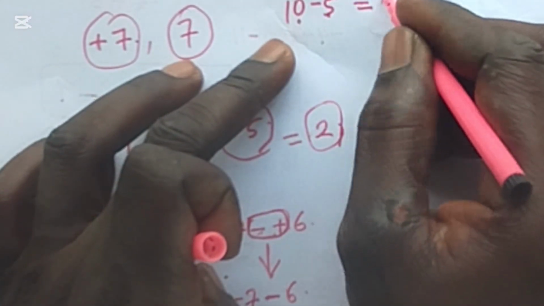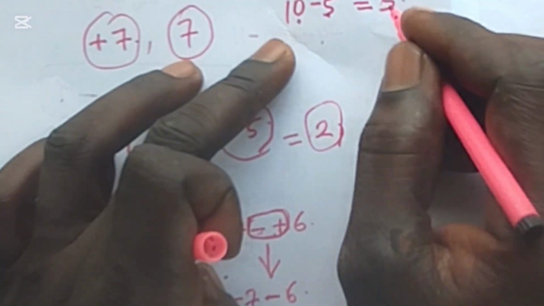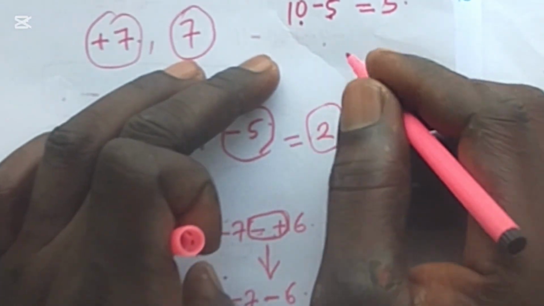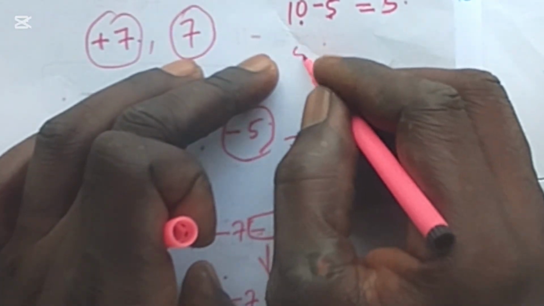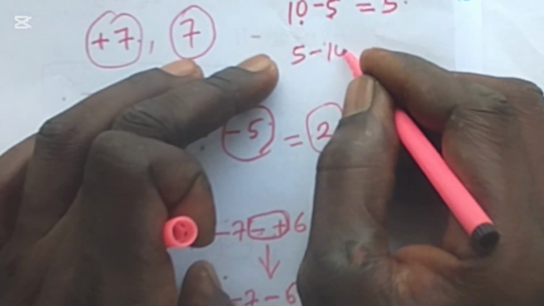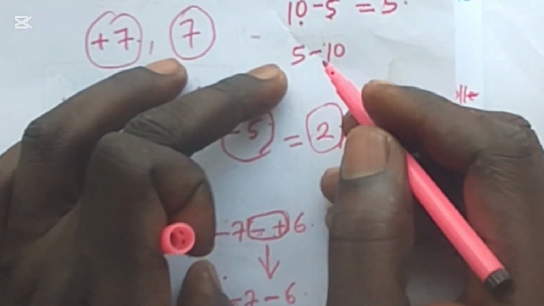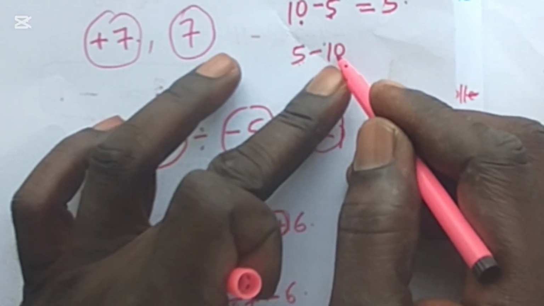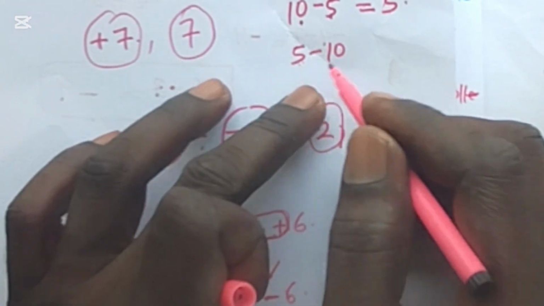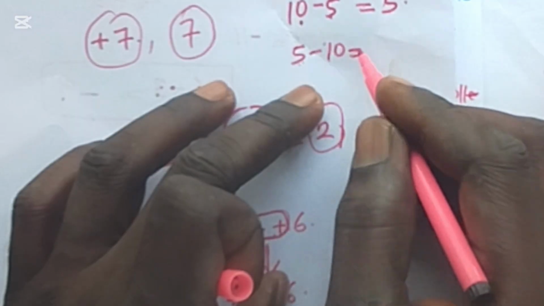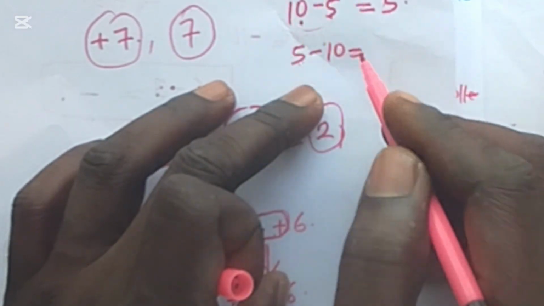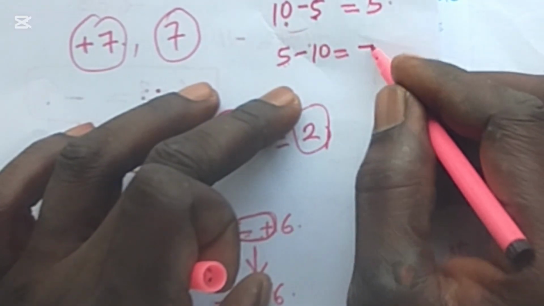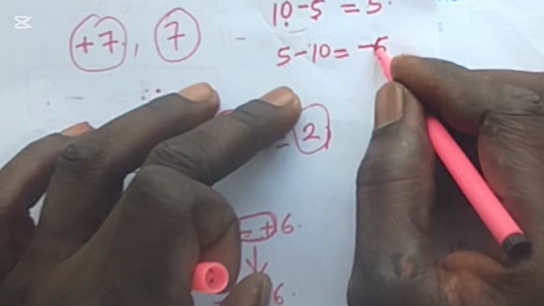10 minus 5, from elementary class, we know the answer is 5. Positive number. But if in the other way we say 5 minus 10, 5 is smaller than 10, but 10 is being subtracted from 5. So we will still carry out the process like this, but the final answer will be a minus, a negative number.